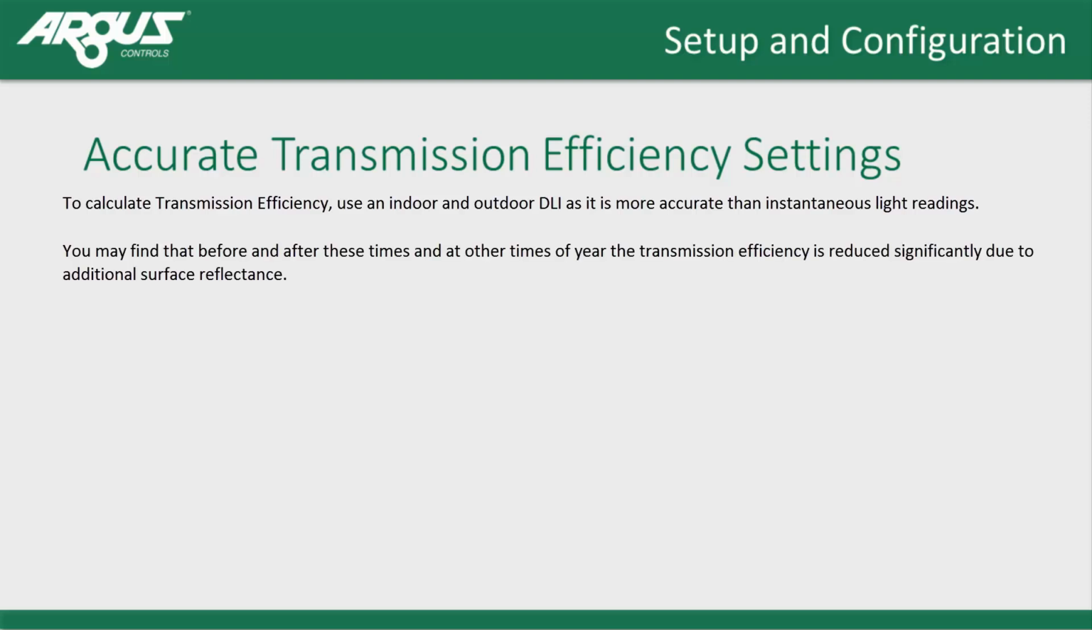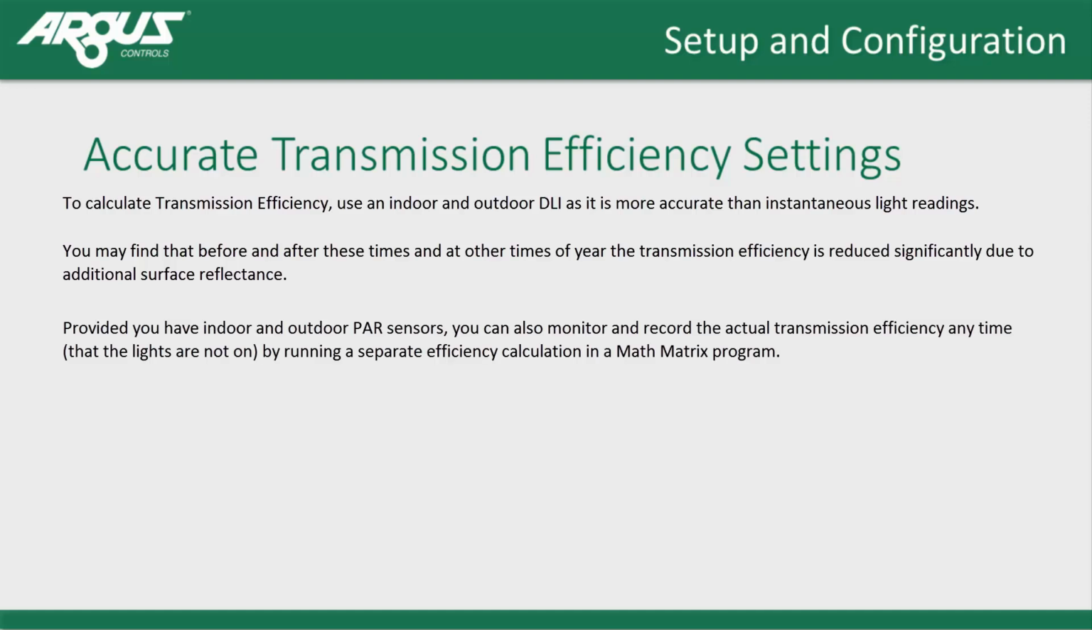You may find that before and after these times, and at other times of the year, the transmission efficiency is reduced significantly due to additional surface reflectance. Provided you have indoor and outdoor PAR sensors, you can also monitor and record the actual transmission efficiency any time that the lights are not on by running a separate efficiency calculation in a math matrix program.